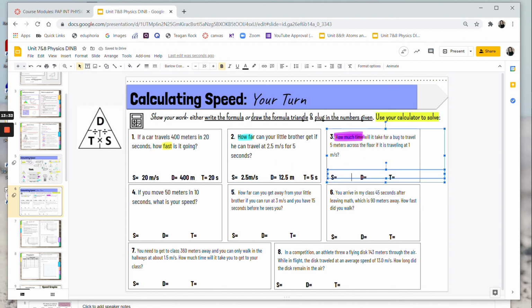Okay, next one, how much time will it take? So I'm looking for time for a bug to travel 5 meters across the floor if he's traveling at 1 meter per second. So he's traveling at 1 meter per second, that's his speed. He has traveled 5 meters, or he's going to, so I'm looking for the time. So I take my distance and divide it by my speed. My distance is 5 and my speed is 1, so my time is going to be 5, okay? But not just 5, it's going to be 5 seconds because that's what was used in the speed. Okay, the rest you need to do on your own, but they should be filled out in your notes.